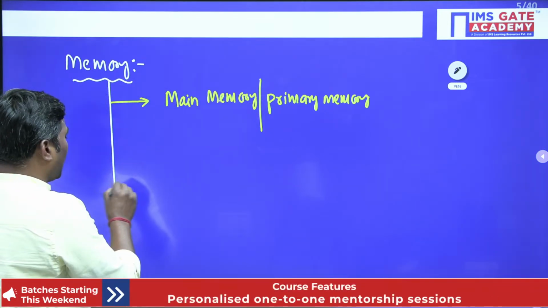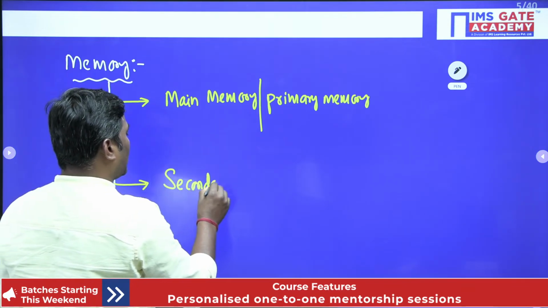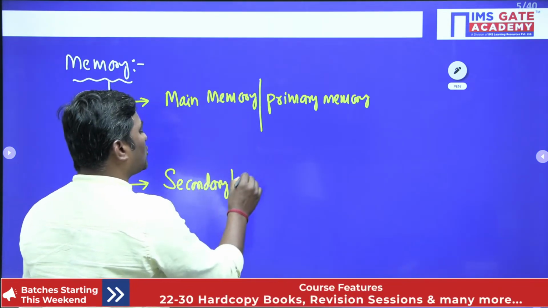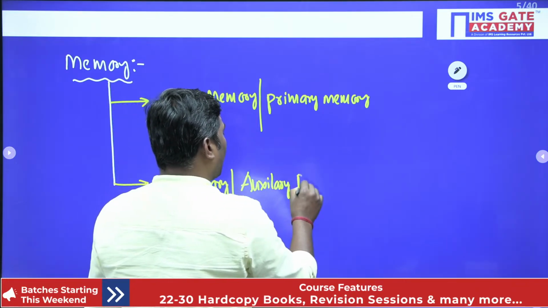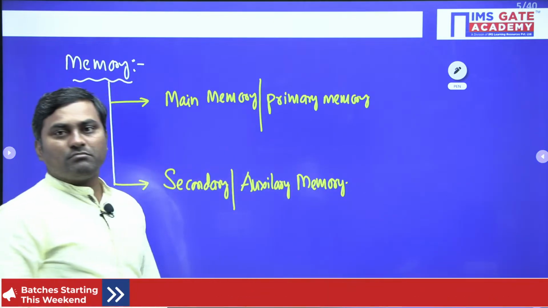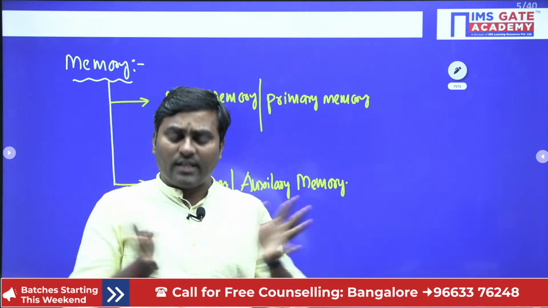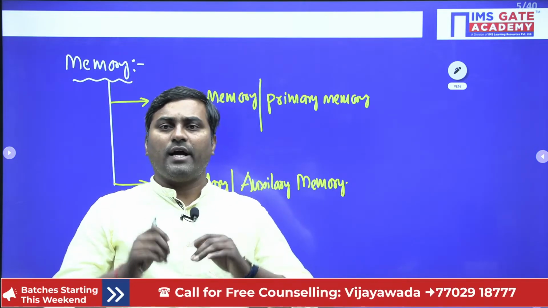The second classification of the memory is secondary memory. Secondary is also known as auxiliary memory. Please understand all of you. The memory is broadly classified into two categories: primary or main memory, and secondary or auxiliary memory.